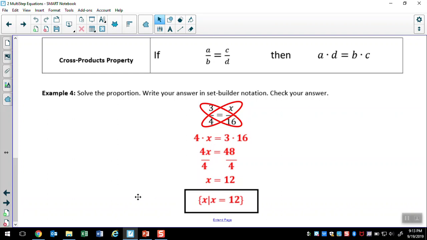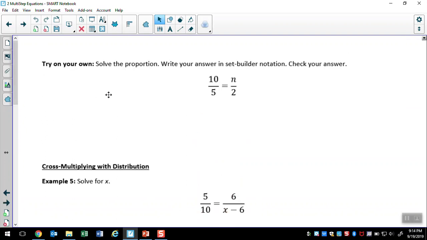And we're done. Put a box around our answer. All right, let's go to the next page. And this time I want you to try this one on your own. Nice little quick review on solving proportions. Go ahead and pause the video.